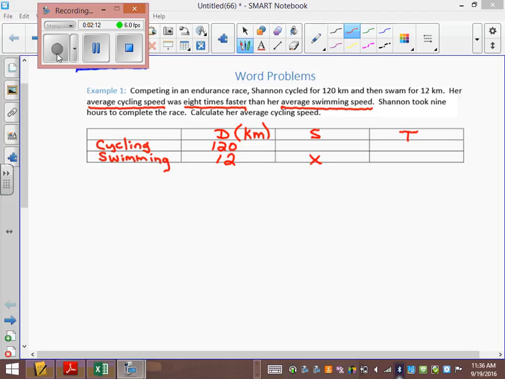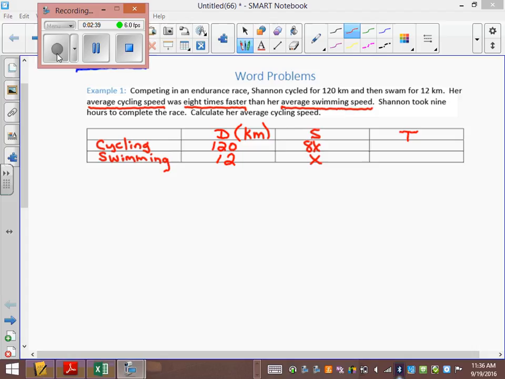What's her cycling speed then? 8x. If it said 8 kilometers per hour faster, then it would be x plus 8. But it says 8 times faster. Times is just a fancy word for multiply, right? So 8 times faster, so 8x.